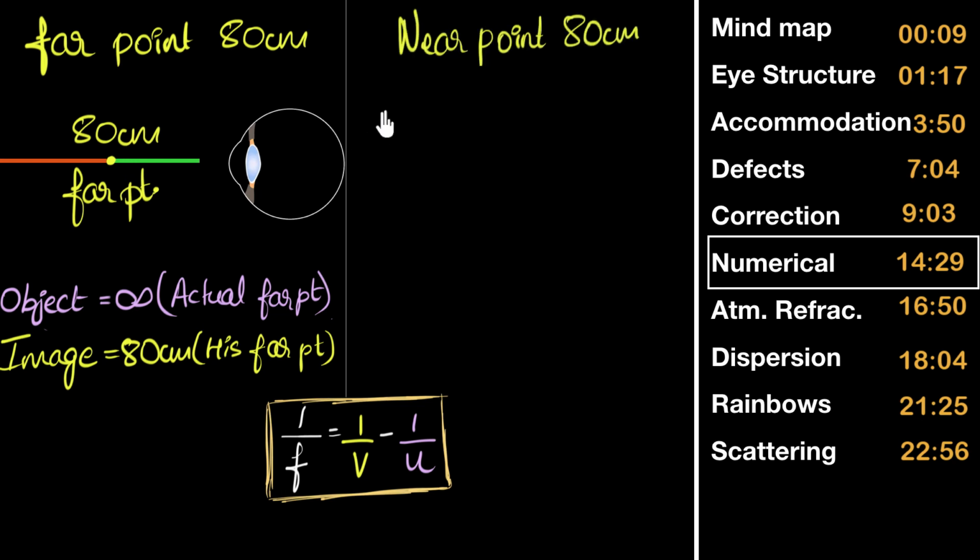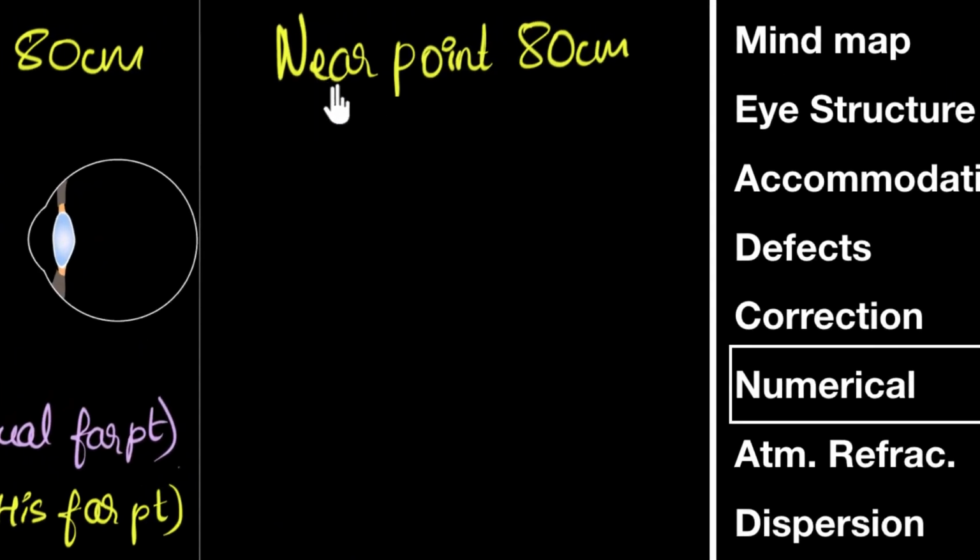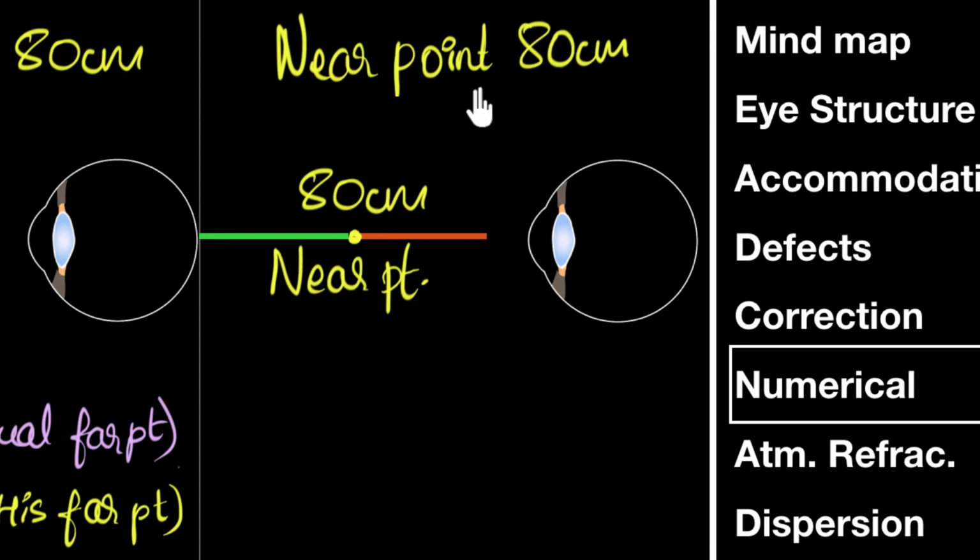Similarly, if you had another problem, let's say this time it said that there's a person with a near point of 80 centimeters. Same question. What is the nature of the lens and the power of the correcting lens? Now, that person can see anything farther than 80 centimeters. So his far point is fine, but his near point has been messed up. So we need to correct for his near point. Now we do the same logic.